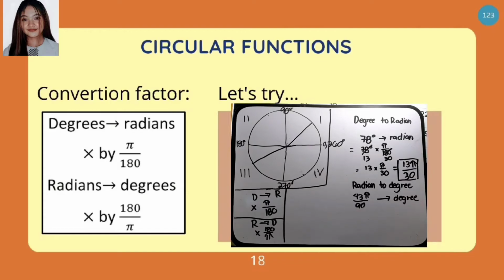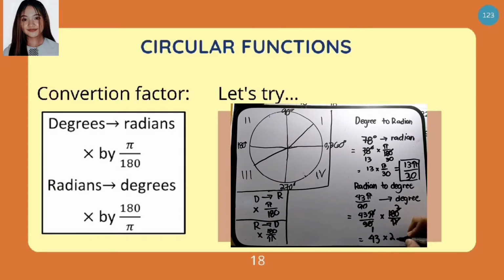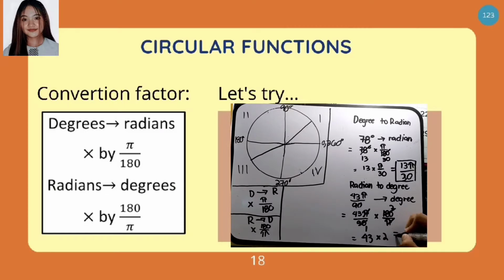And our next example, we have 43 pi all over 90. And since our given is radian, we are going to convert it into degrees by multiplying 180 over pi. Then we're going to simplify it. Using the cancellation method, we're going to cancel 90 and 180. Then 90 will become 1, and then the 180 will become 2. Then next, we will multiply 43 to 2, so we will have 86 degrees.